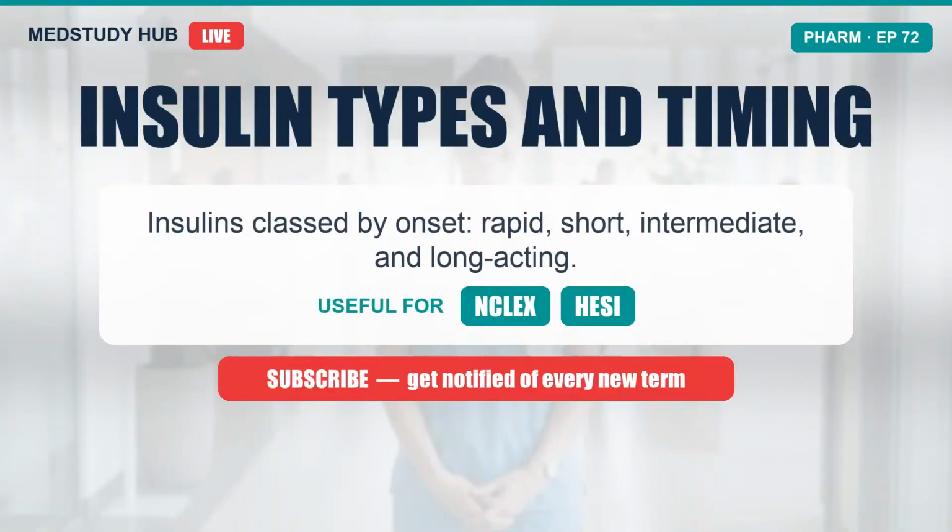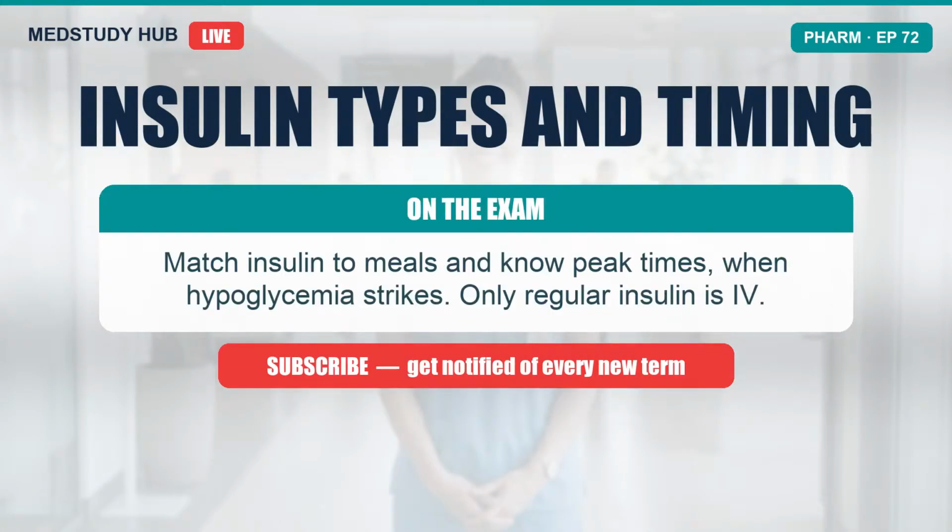Insulin types and timing. Insulins classed by onset: rapid, short, intermediate, and long-acting. Match insulin to meals and know peak times for when hypoglycemia strikes. Only regular insulin is IV.